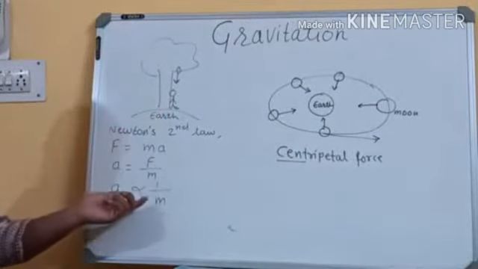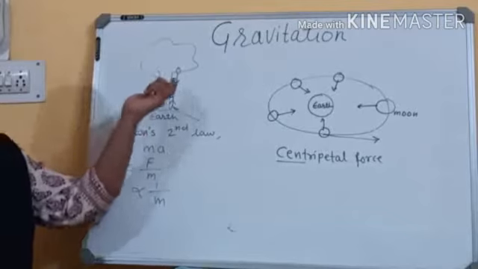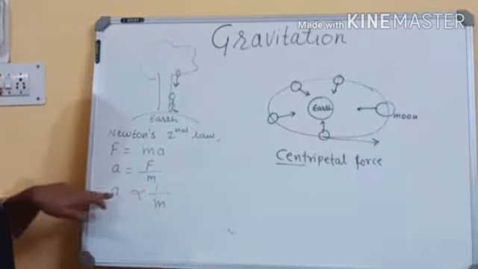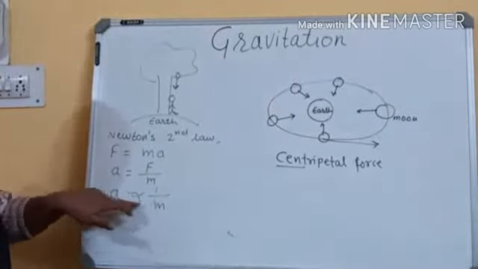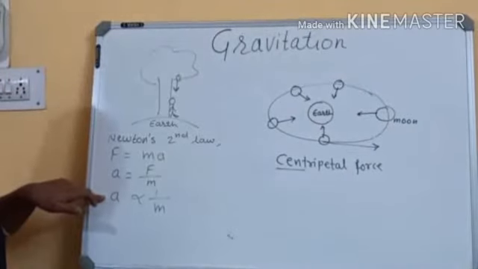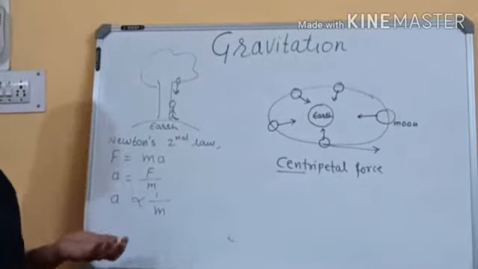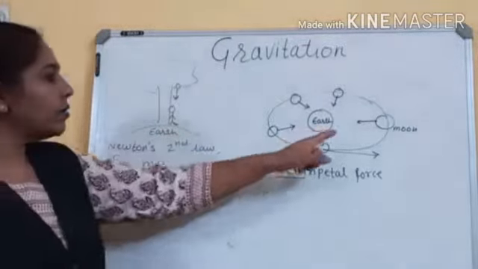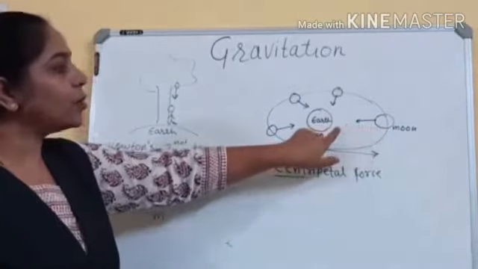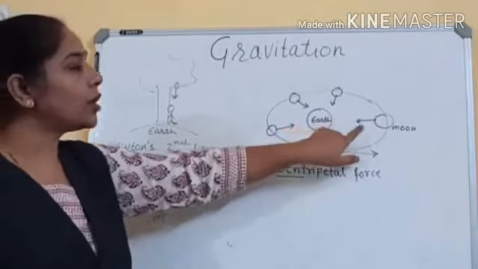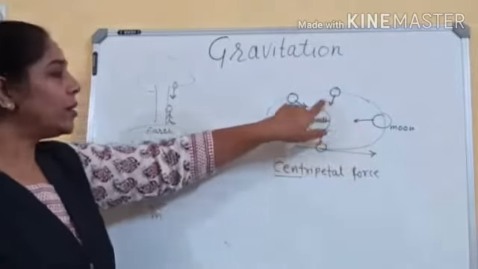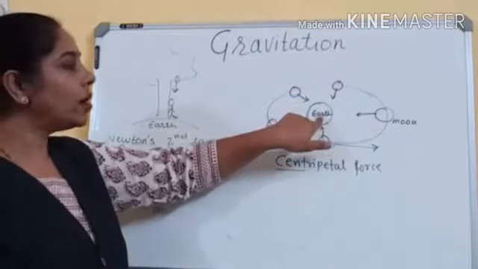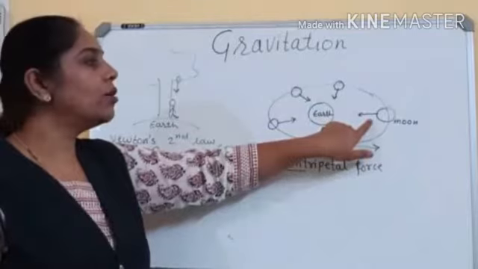But inversely, the mass of the earth is very large as compared to the mass of the apple. So the mass is more, so the acceleration of the earth is very less. Therefore, we do not observe that the earth accelerates towards the apple. Same is here. You can explain that the moon is attracted towards the earth, but the earth does not move towards the moon because the mass of the earth is very large, and that is why the earth does not accelerate towards the moon.